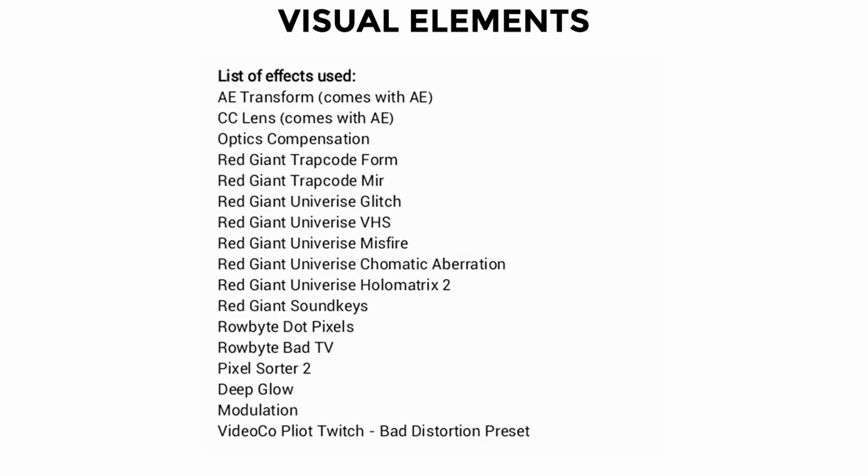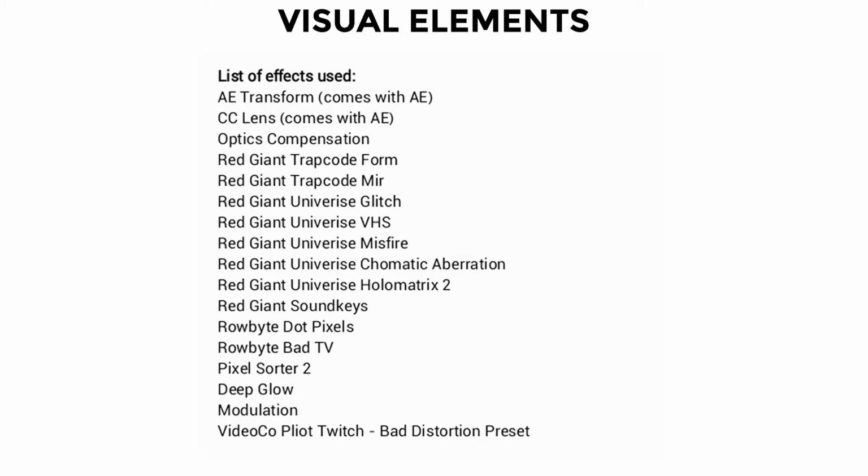I used a lot of different Red Giant plugins. I absolutely love the suite that they have. I used a few Robite plugins. I used Pixel Sorter. Then I used Deep Glow, modulation, and also Video Copilot's Twitch with the bad distortion preset. I didn't want to say out every single one of them because that's just a lot to read off, and it just blows your head off kind of too.